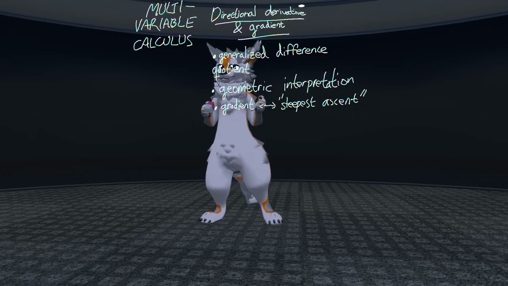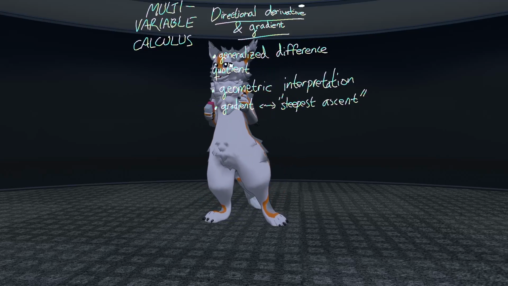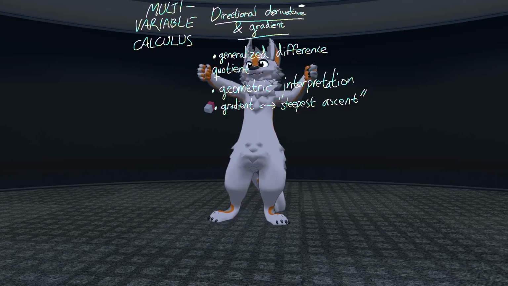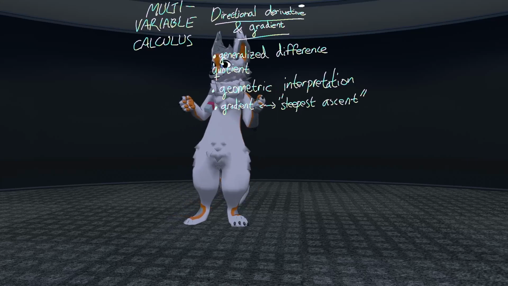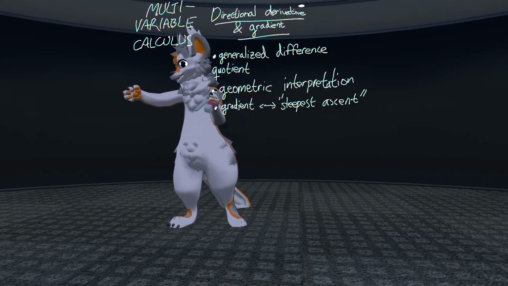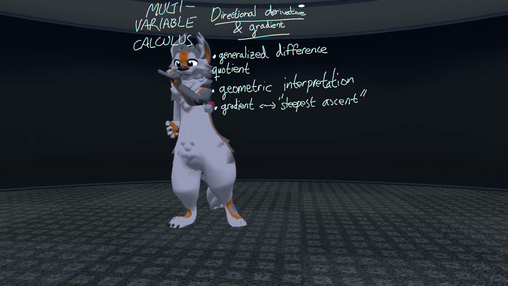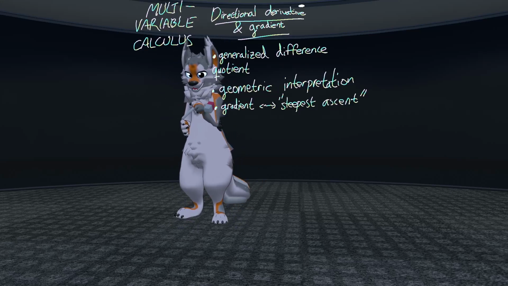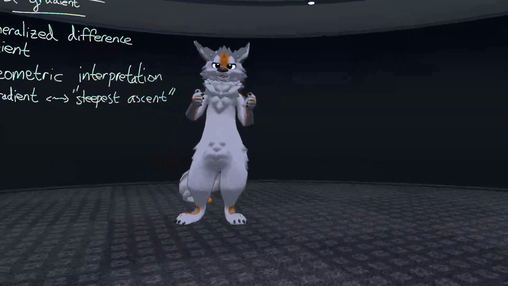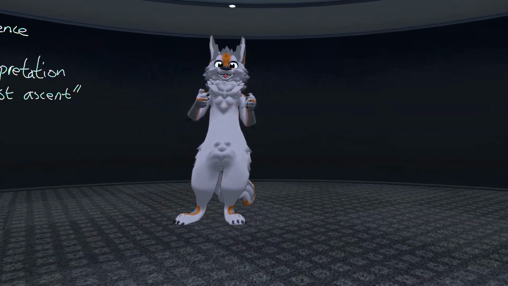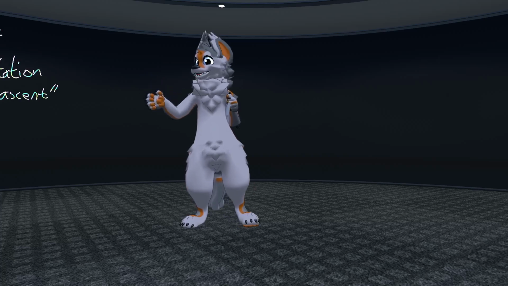First of all, I would like to begin the story with the difference quotient. Just to get everyone on board, let me get more space. I think that's going to be easier for us. Okay, now there's more space.